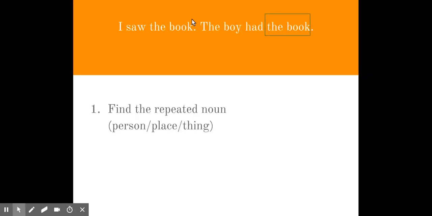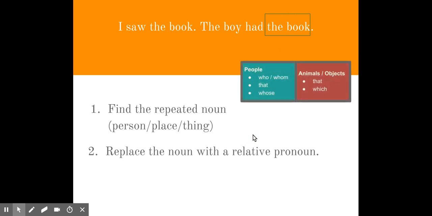I've decided I saw the book is more important. So I'm going to make this phrase or this sentence the relative clause. And the repeated word is the book, right? So I'm going to replace this, the book, with a relative pronoun. Is it a person, animal, or object? It is an object. Right? I'm going to replace it with that.